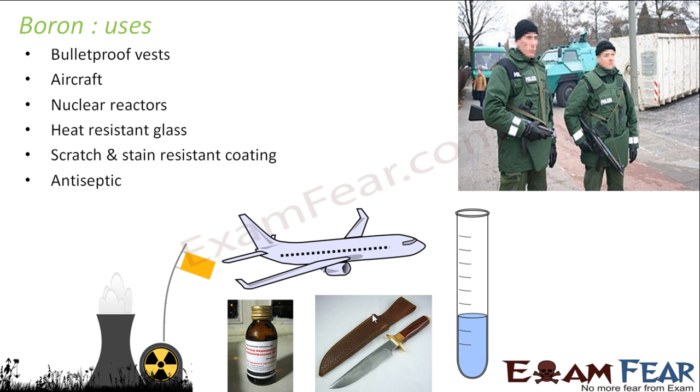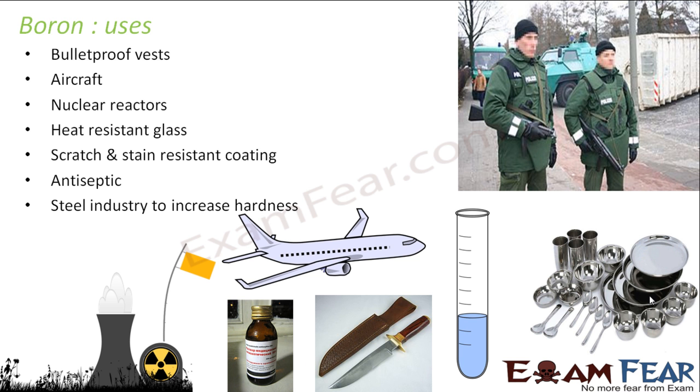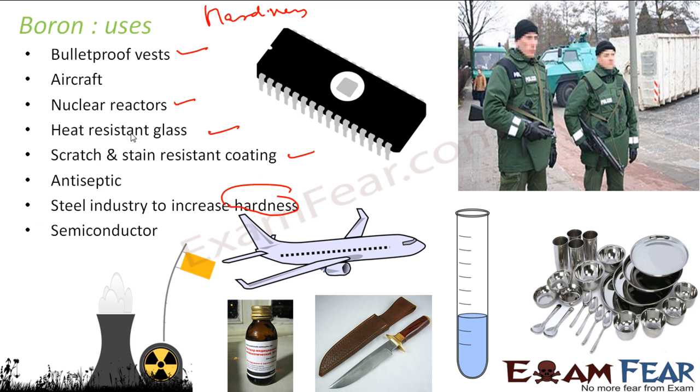Boron is also used to prepare antiseptics. It is also used in the steel industry to increase hardness because the critical quality of boron is hardness, right? And that's why it is used in most of the places. It is used in the bulletproof industry because it's hard. Nuclear reactor, heat resistant glass, scratch resistant coating, and the most critical thing is the semiconductor.